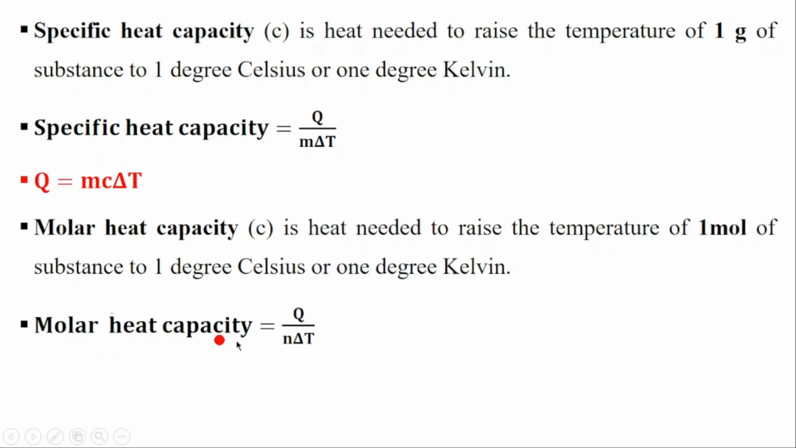The molar heat capacity is equal to the heat Q divided by n, the number of moles, times the change in temperature. Then from this formula, we can calculate that Q, which is the heat, is equal to the number of moles times the molar heat capacity times the change in temperature. So these are different formulas that you use whenever you have the heat capacity, the specific heat capacity, or the molar heat capacity. You are able to calculate the heat.